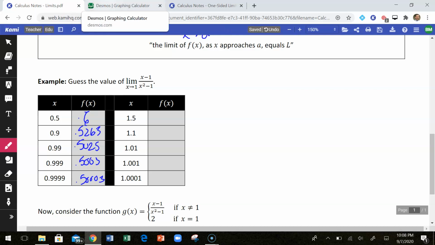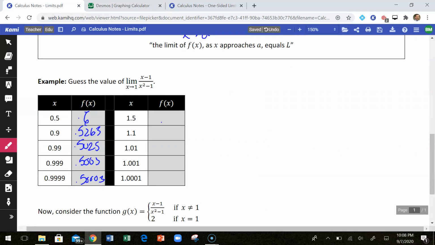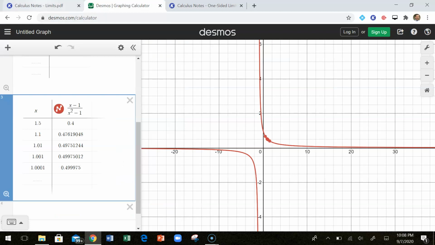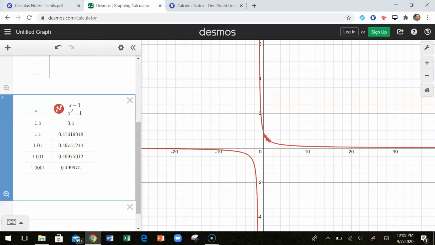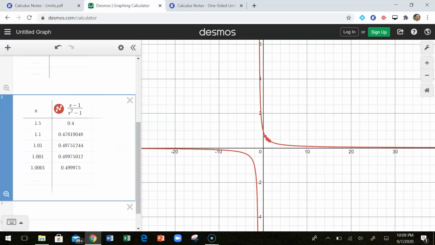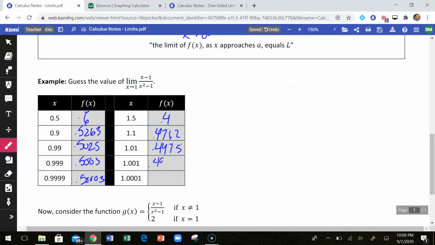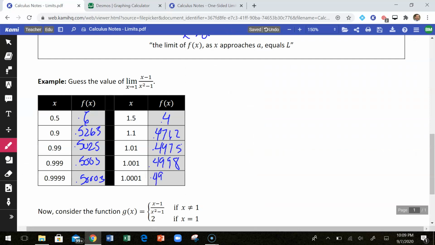And then again, I did this from the right side of 1. We have 0.4 at 1.5. At 1.1, 0.4762. At 1.01, 0.4975. Next one, 0.4998. And our last one, 0.4999.